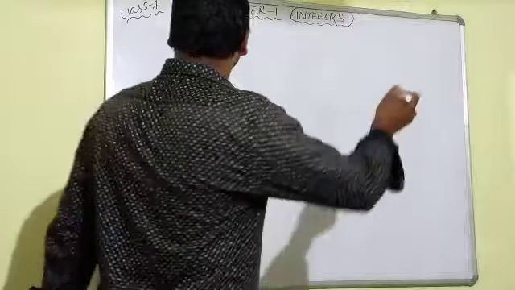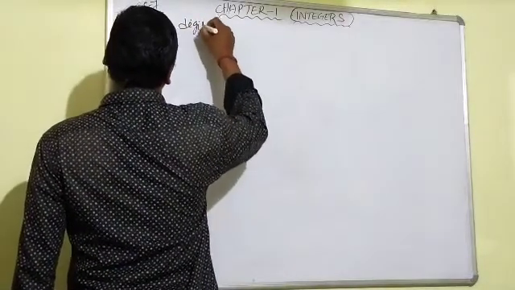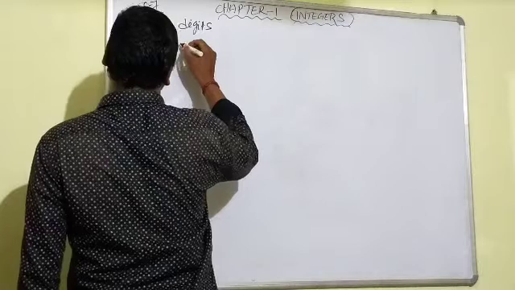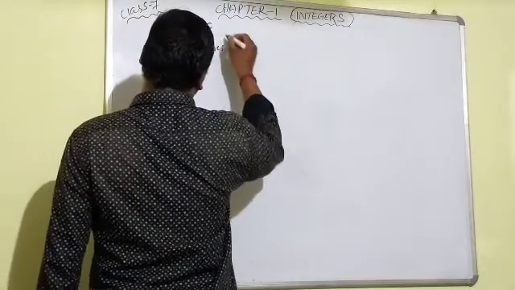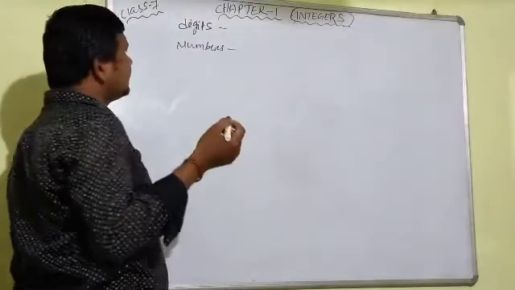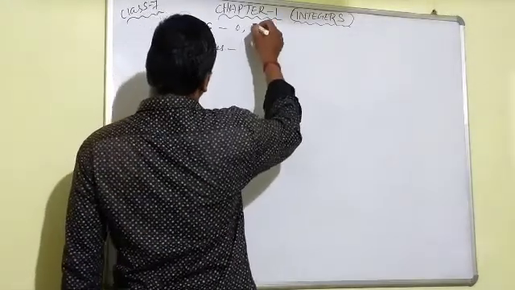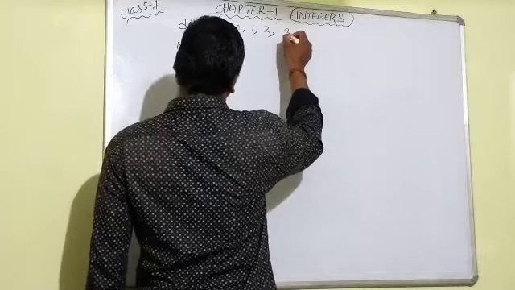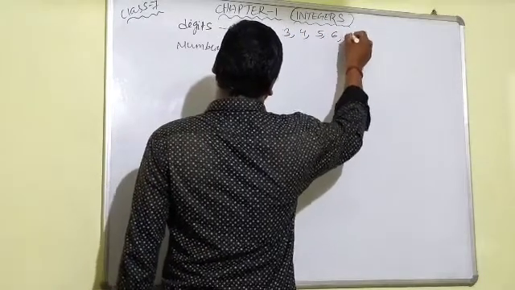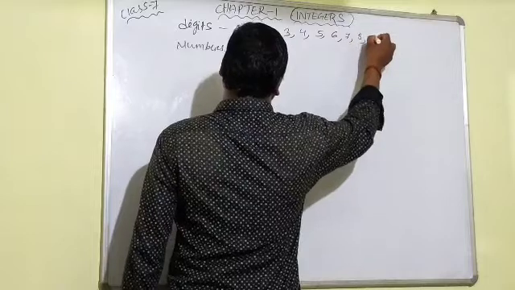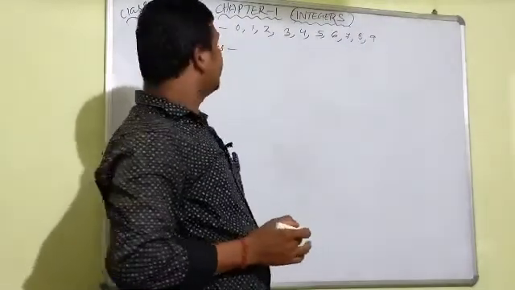Now you know digits as well as numbers. Today we will discuss what is digit, what is number. We will say 0, 1, 2, 3, 4, 5, 6, 7, 8, 9. These are the digits. Okay.